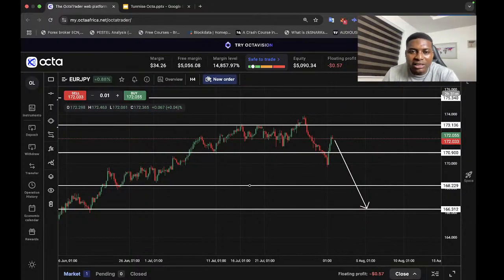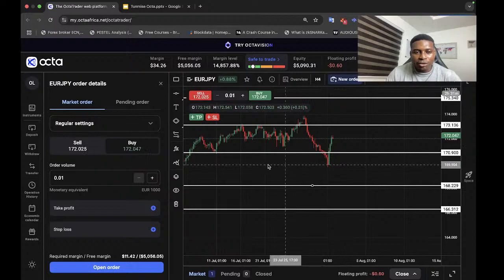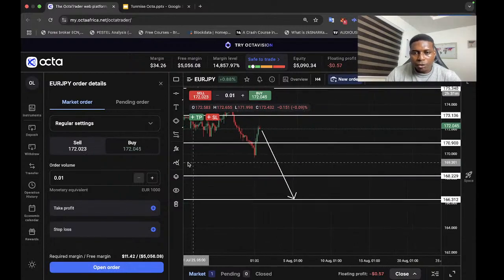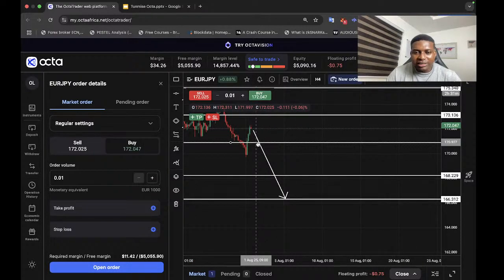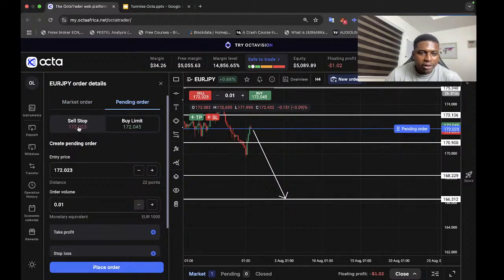And how am I going to set a sell order? I'm going to come here. If you are using our Octa trader platform, you come to this icon called new order. So when you set a new order, what level are we setting it at? We're setting it at 170.9. So pending order. I'll go to pending order. I'm using the sell stop.